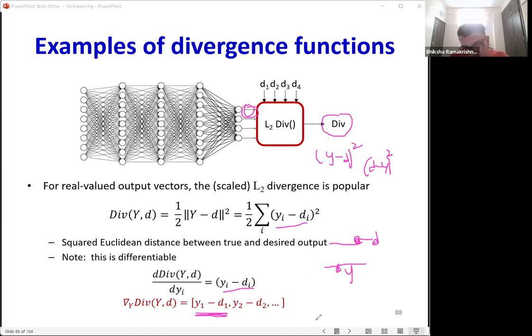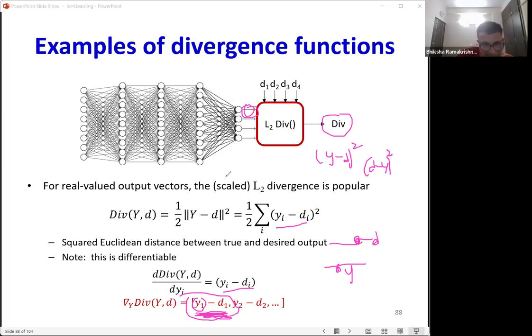If y minus d is positive, will increasing y increase or decrease the divergence? It's going to increase. And so you can take a look at this derivative over here. You can see that if y is greater than d, this gives you a positive slope. Increasing y is going to increase the divergence, correct? If the derivative of the divergence with respect to y is positive, increasing y is going to increase the divergence, correct? Yes or no?